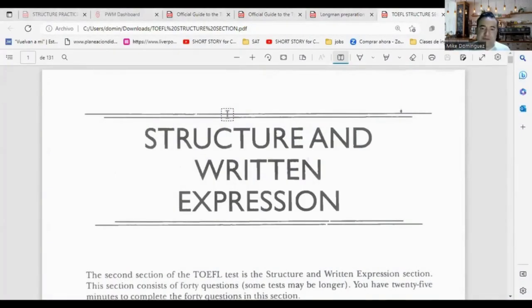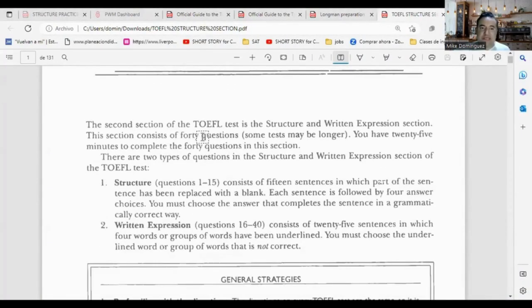Okay, structure and written expression. The second section of the TOEFL test is the structure and written expression section. This section consists of 40 questions. Some tests may be longer. You have 25 minutes to complete the 40 questions in this section.